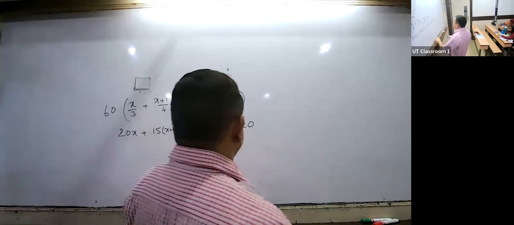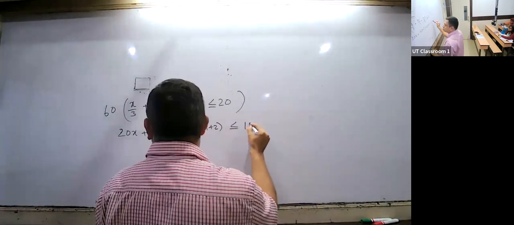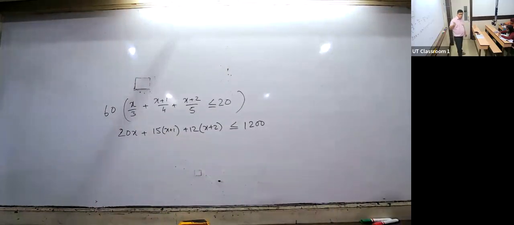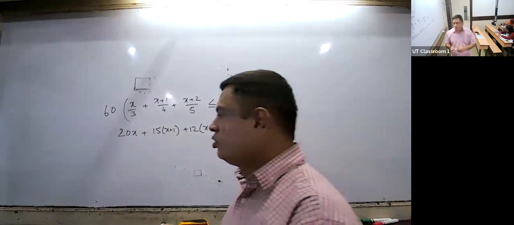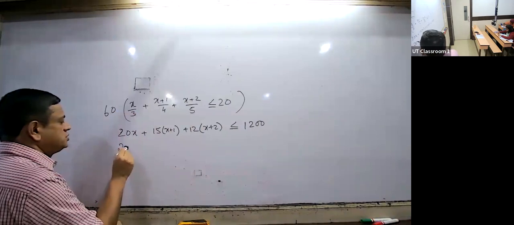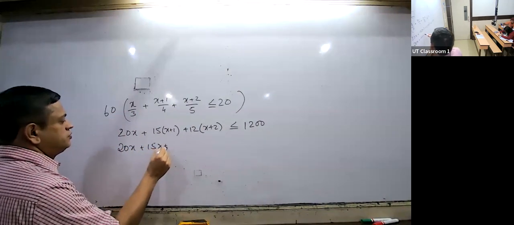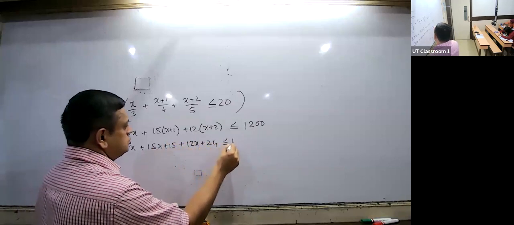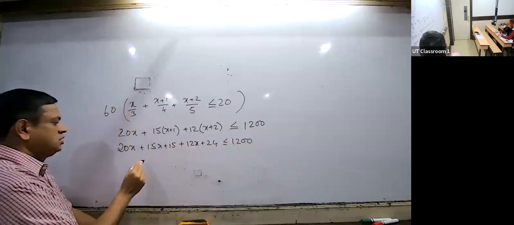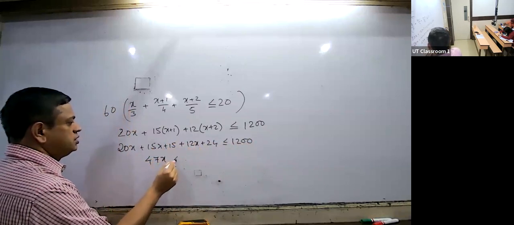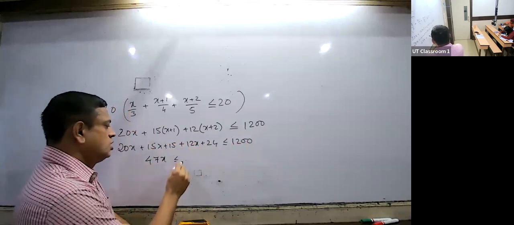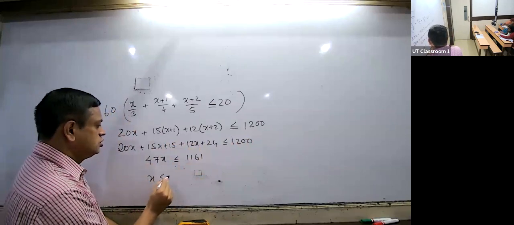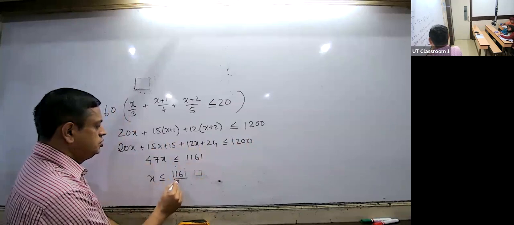Wrong. 60 into 20 is 1200. Isn't it? Then don't forget that multiplication. Okay. Then open the bracket. 20x plus 15x plus 15 plus 12x plus 24 less than or equal to 1200. Yes. 35 plus 12 is 47x less than or equal to 1161. Yes, sir. So x less than or equal to 1161 upon 47.